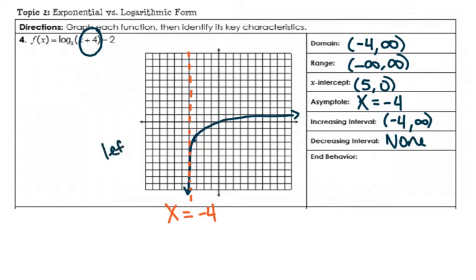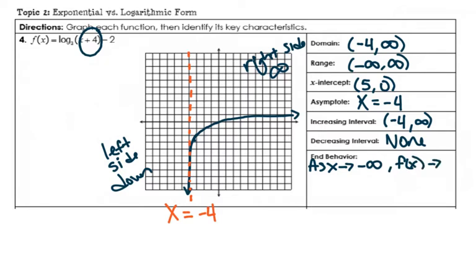So here's my left side. It's definitely going down. And then this is my right side. And it's getting closer and closer to, I would say, infinity, because it's going to go up forever. So here's what I would say. As x goes to negative infinity, f of x goes down to negative infinity. As x approaches positive infinity, the right side, f of x goes to positive infinity.